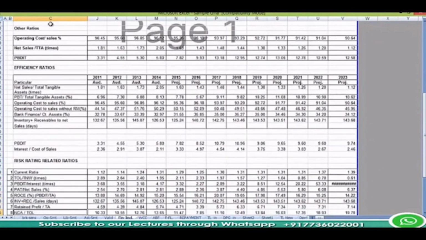So once you feed the data in those three sheets, you are going to get this sheet, which is one of the important sheets in banking, because this is going to talk about all the wellness and bad things of the customer in terms of ratios.